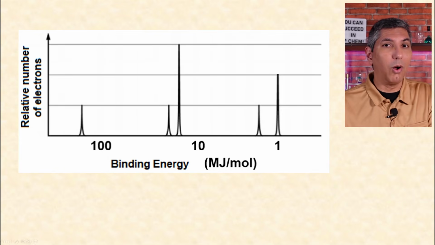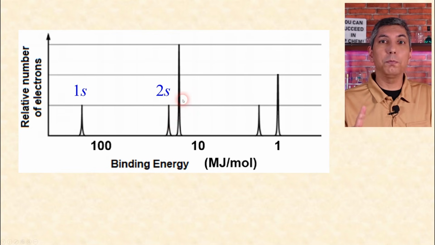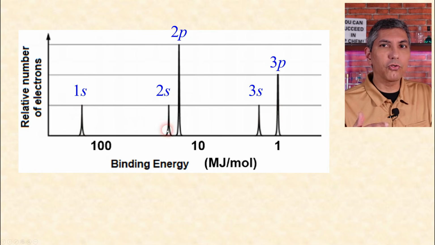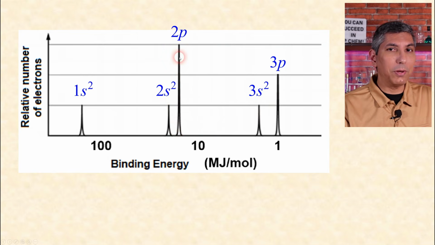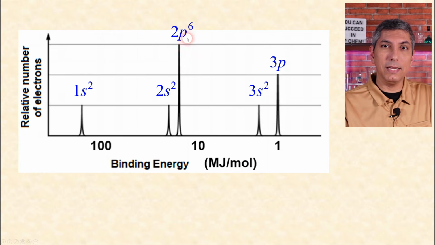So the first peak is always 1s. The second peak is 2s, and you know that 2p is after that, and then 3s, and then 3p. Now, the height of each peak is proportional to however many electrons are in that sublevel. So for all three of these s peaks, they're the same height. And we know that s sublevels tend to have 2 electrons in them. Now, the 2p peak is 3 times higher than those s peaks. So that means it has 3 times as many electrons, which is 6, 2p6.